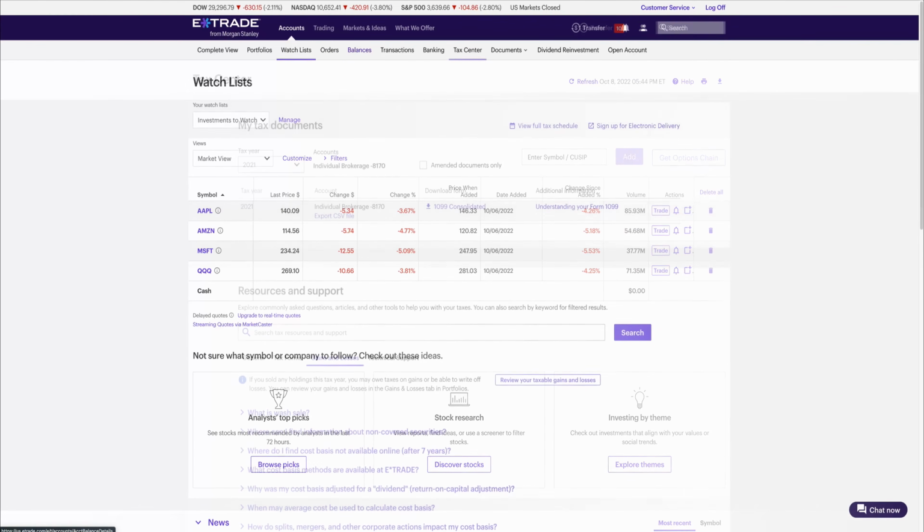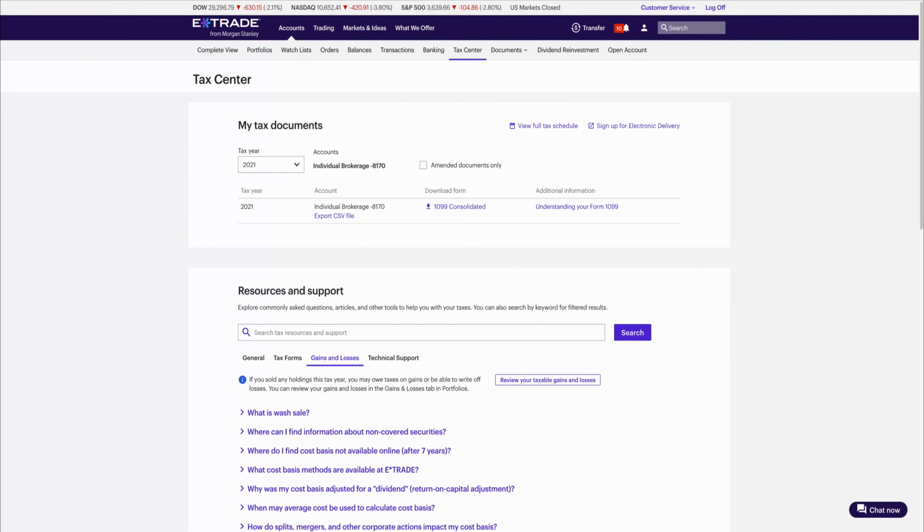But I would like to point out that in the tax center you can download your 1099, which will be very useful once you do your taxes.